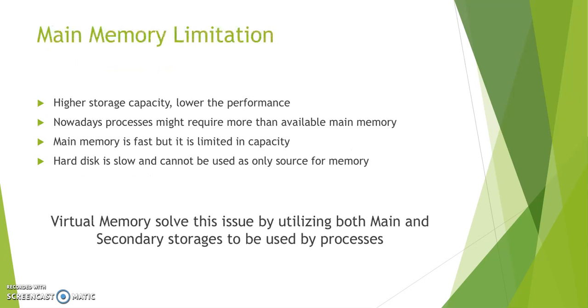Higher storage capacity and lower performance is one of the main memory limitations. Nowadays processors might require more than the available main memory. Main memory is fast, but it is limited in capacity and expensive to upgrade. Hard disk is slow and cannot be used as the only source for main memory. That's why virtual memory solves this issue by utilizing both main and secondary storage for use by processors.